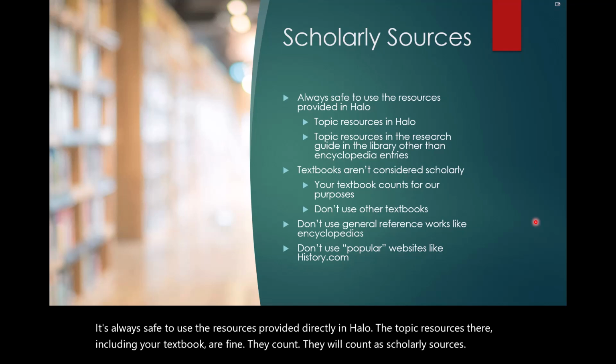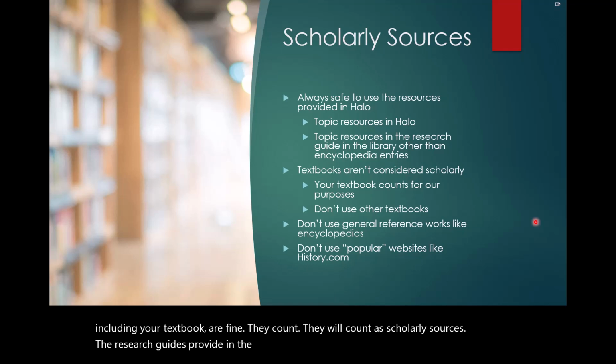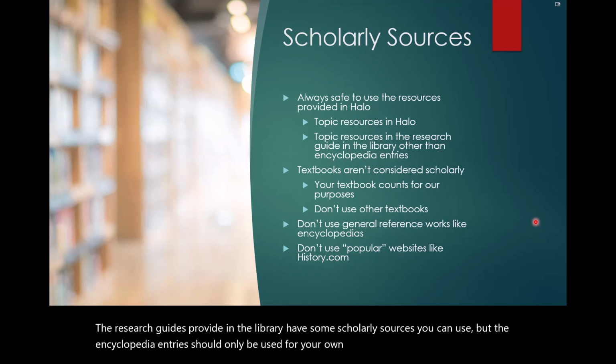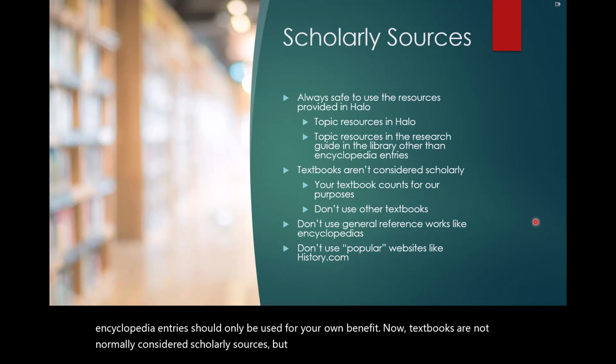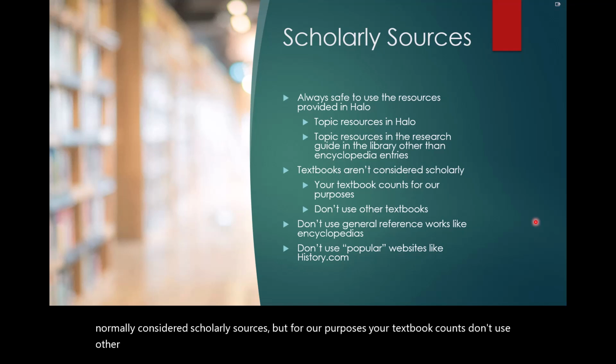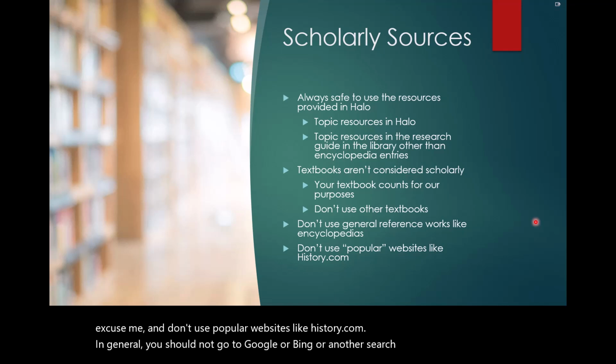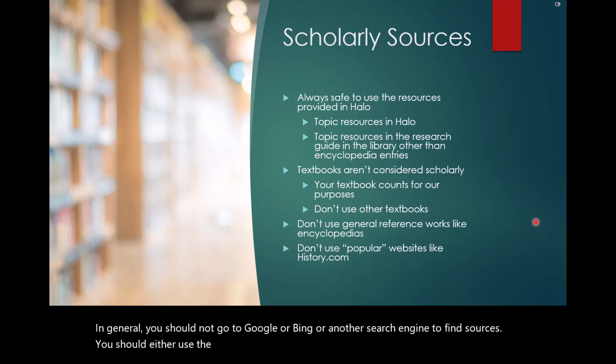The research guides provided in the library have some scholarly sources you can use, but the encyclopedia entries should only be used for your own benefit. Now, textbooks are not normally considered scholarly sources, but for our purposes, your textbook counts. Don't use other textbooks. Also, don't use general reference works like encyclopedias, and don't use popular websites like history.com. In general, you should not go to Google or Bing or another search engine to find sources. You should either use the sources in Halo or go to the library's website.